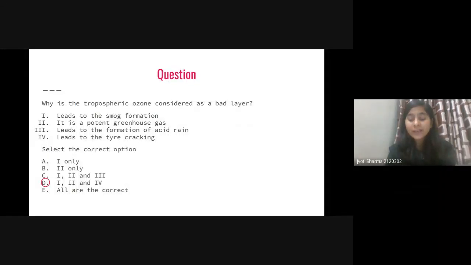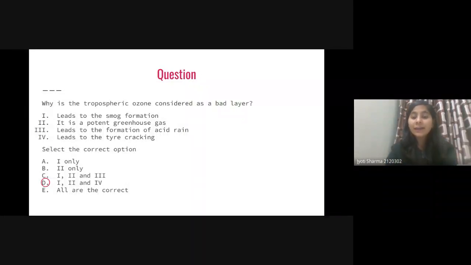We will talk about it as well. It can also absorb the long wave radiation that is coming from the surface, and that's why it is also a greenhouse gas. It can also increase your temperature. The third is, it is leading to the formation of acid rain. No, acid rain is related to the SOx and NOx, but right now we are talking about the ozone. So this will not be the answer.